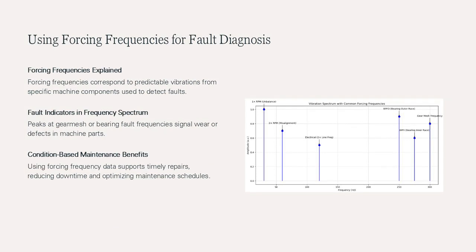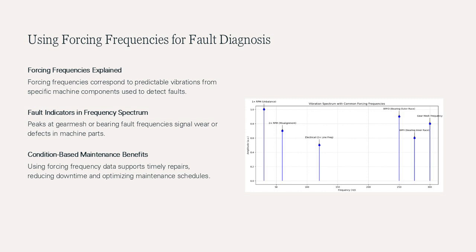Forcing frequencies are predictable vibration frequencies associated with specific machine components. By calculating these frequencies based on machine geometry and operating speed, analysts can create a reference for interpreting the spectrum. When a peak aligns with a known forcing frequency, it indicates that the corresponding component may be faulty.